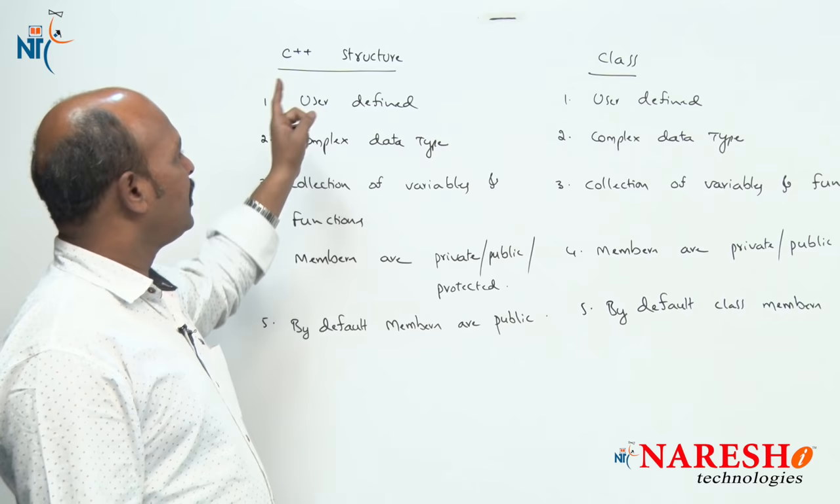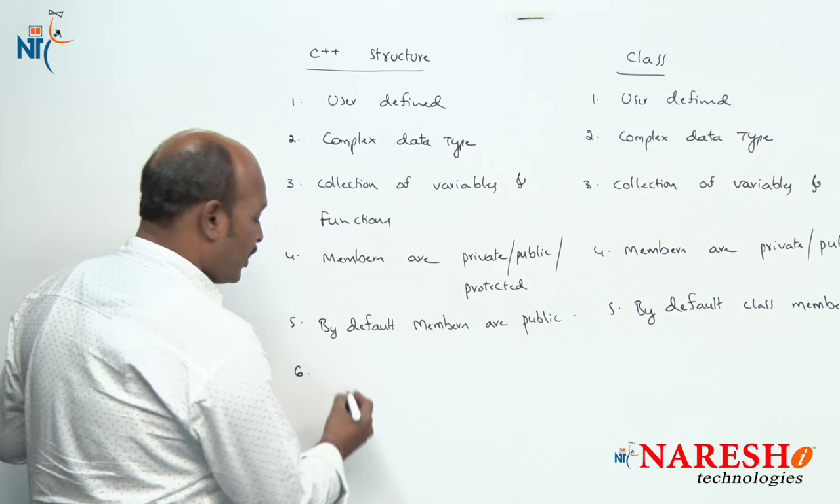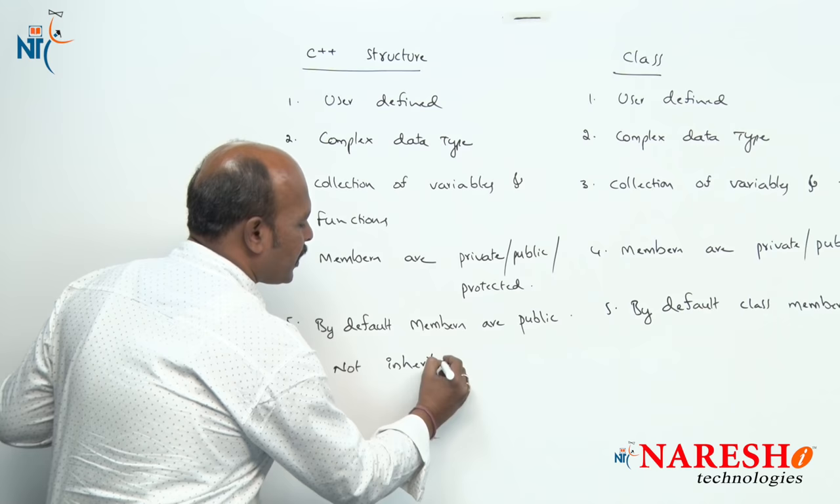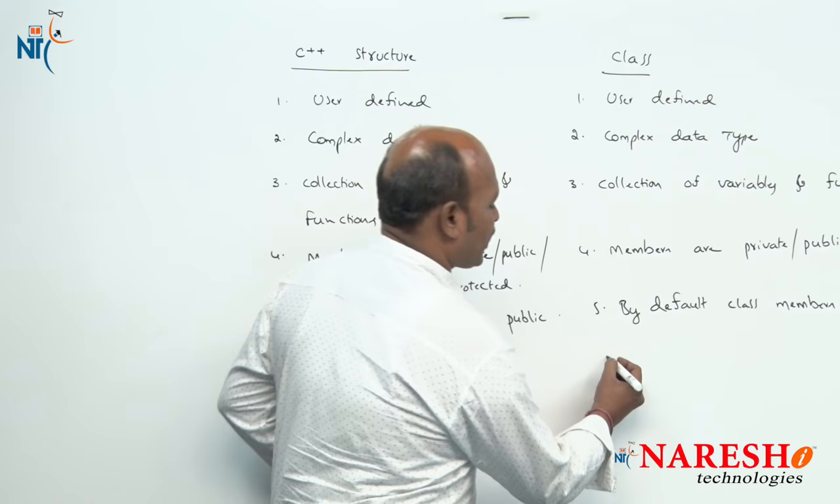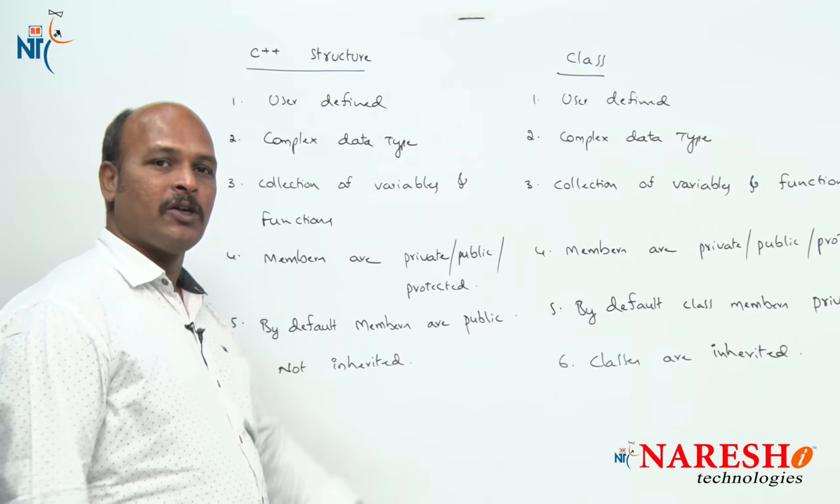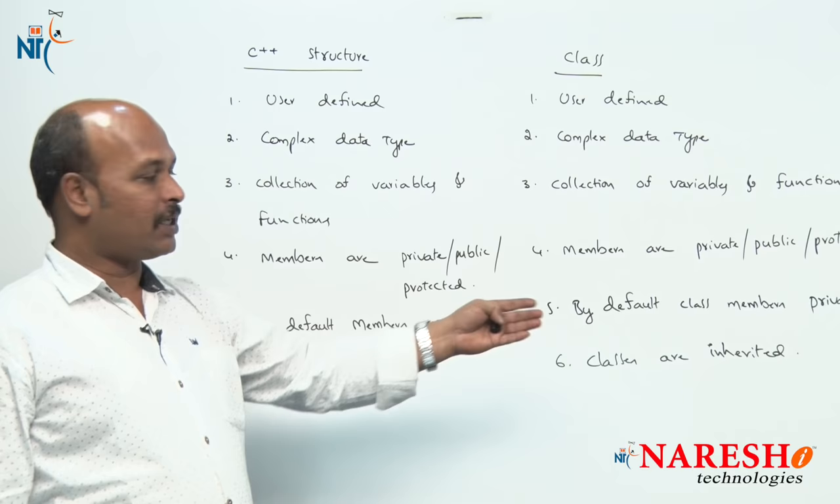Next, not inherited. It is another major difference. Structures do not participate in inheritance, which means from one structure we are not able to derive another structure, but classes are inherited. From one class we can declare or derive another class. That's why classes participate in inheritance.